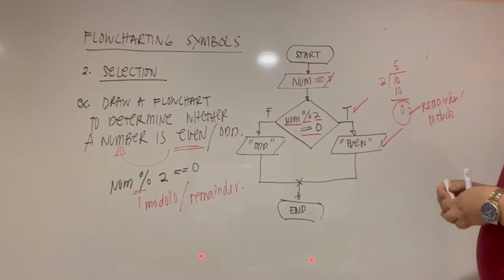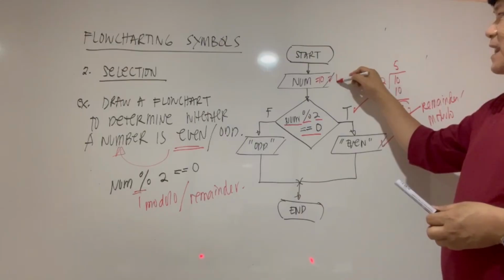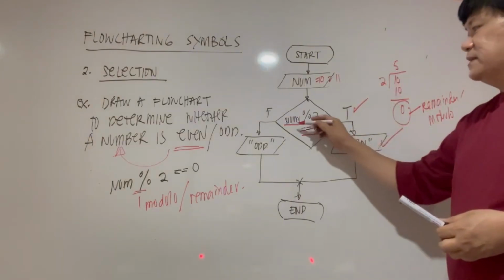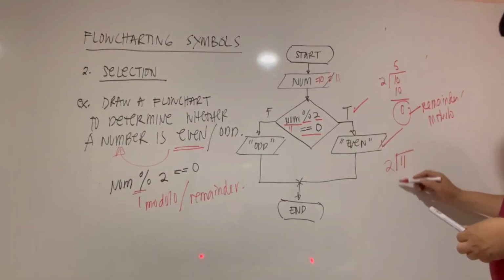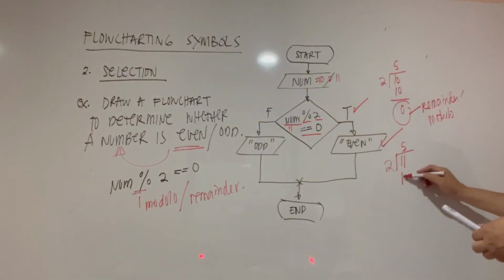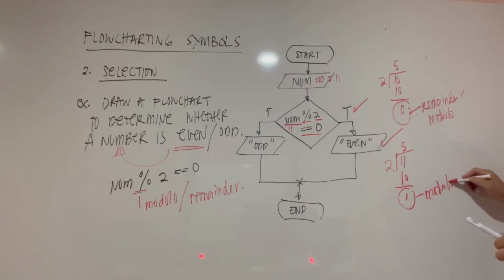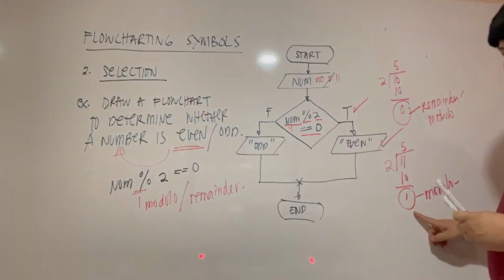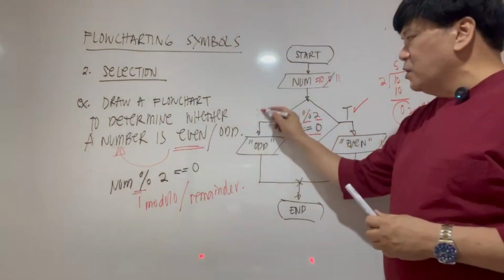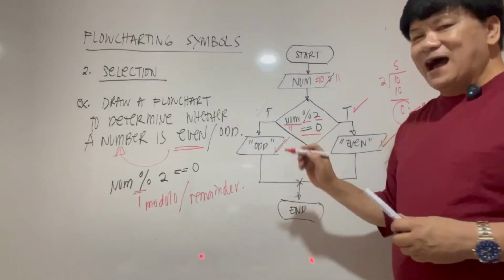Now, for example, another one. This is, for example, 11. 11 divided by 2. So you have there 5 times 2, you have 10, you have 1 here. So as you can see, the remainder, this is the modulo, is not equal to 0. 1 is not equal to 0. So therefore, we go to this direction, the false direction, and output the word odd.